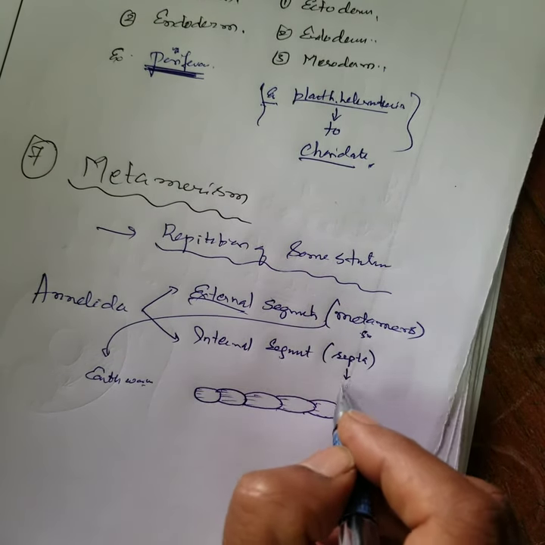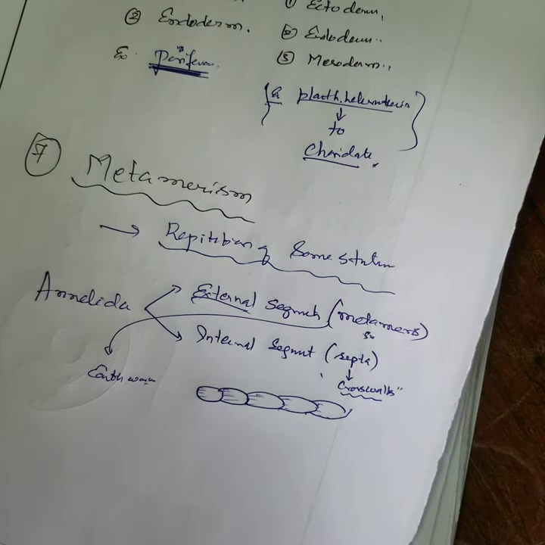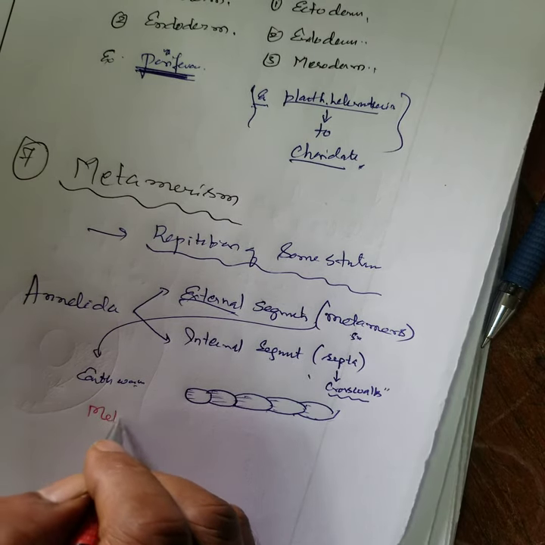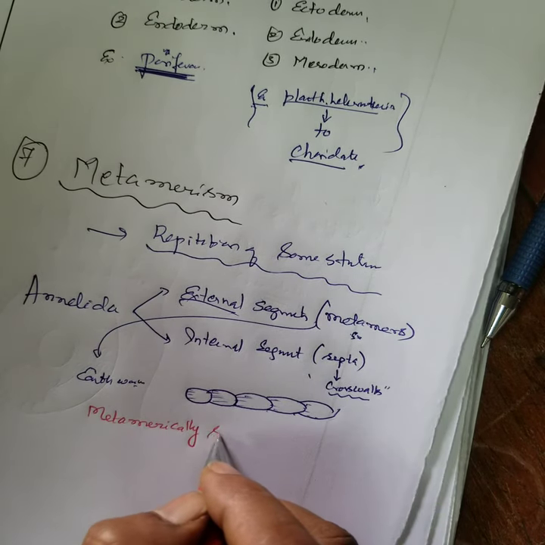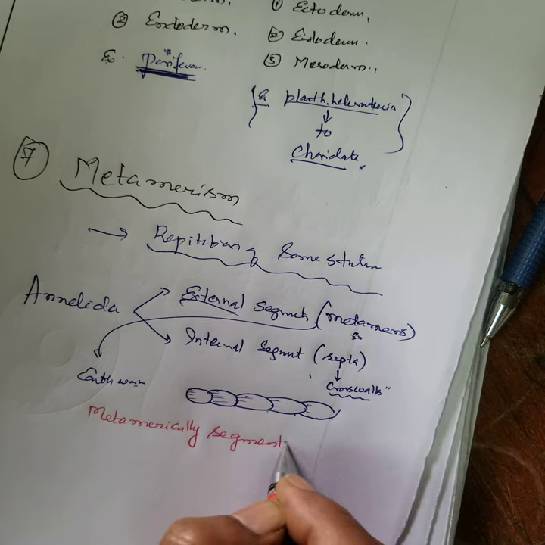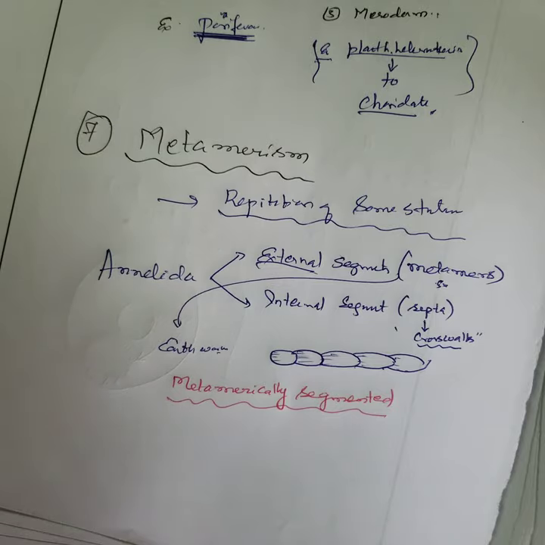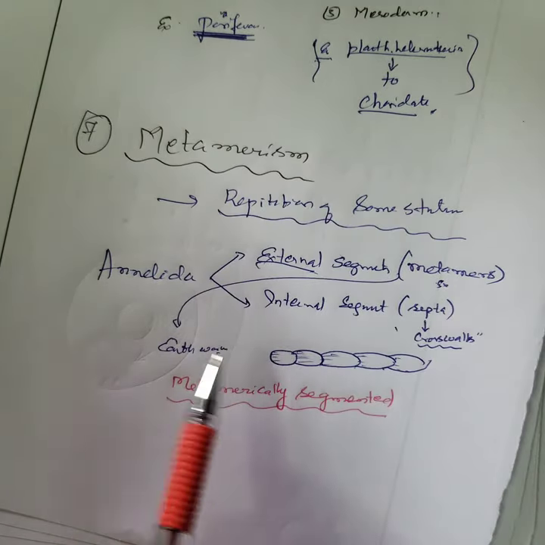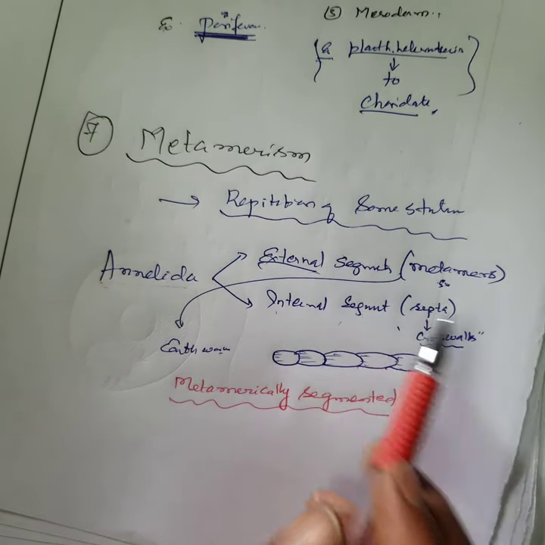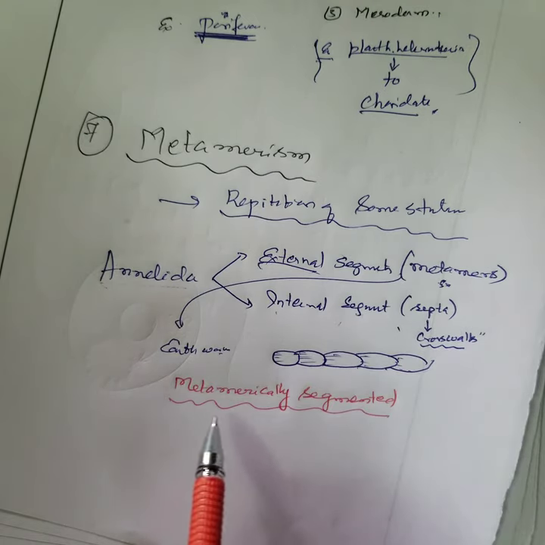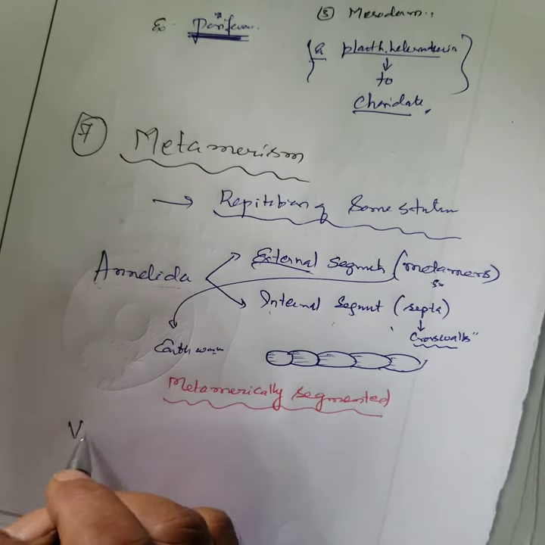What is septa? Septa means cross walls. Remember, septa means cross walls, therefore we write metamerically segmented, right? This type of question they will be asking repeatedly, that is the reason. Metamerically, remember this, okay? Annelida has external segments and internal segments. In internal segments it comes septa. Septa means cross wall. Metamerically segmented.